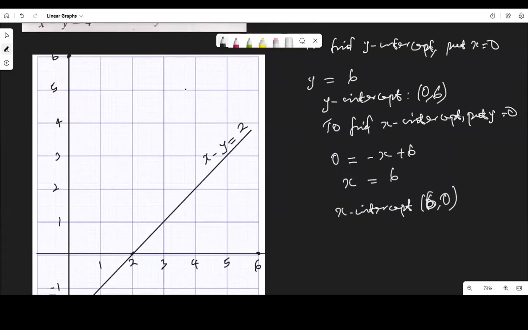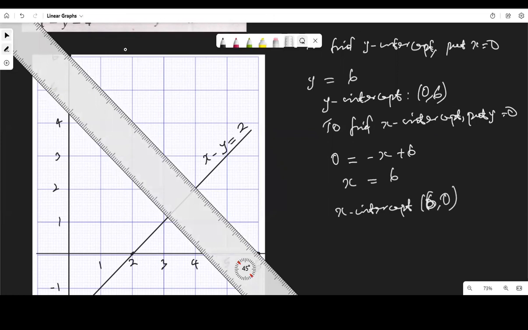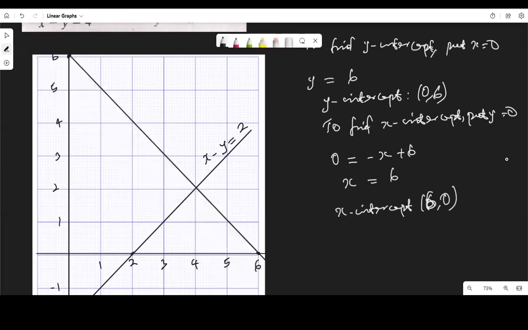These 2 points, let's join them together to form the second equation. Okay, this is the second graph.